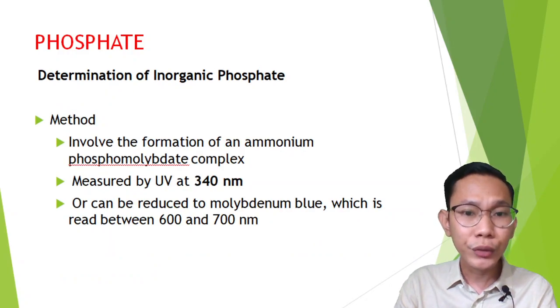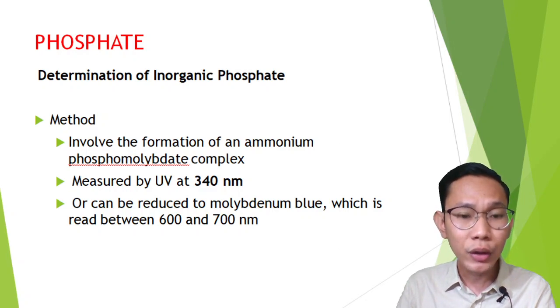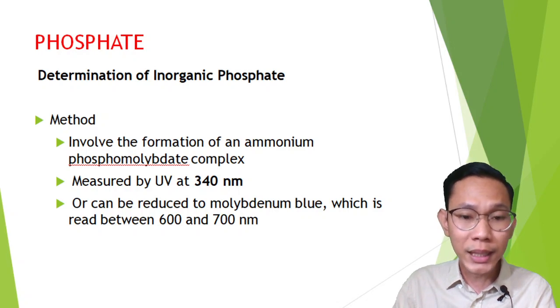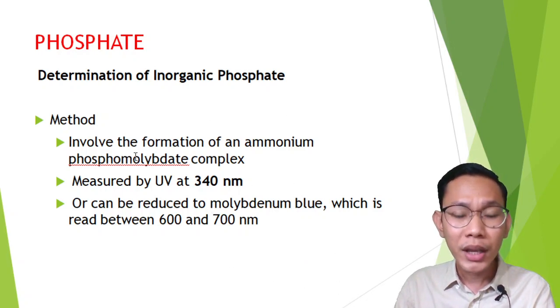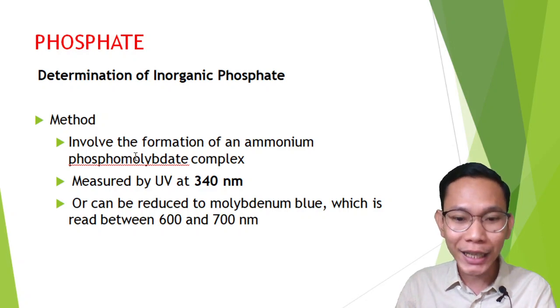So, for determination of your inorganic phosphate, we have this method which involves the formation of an ammonium phosphomolybdate complex, which is measured by UV at 340 nanometers or can be reduced to molybdenum blue, which is read between the wavelengths of 600 and 700 nanometers. So what do you call this test or method? This is actually your Fiske-Subbarow method, which is a colorimetric method for determination of inorganic phosphate.